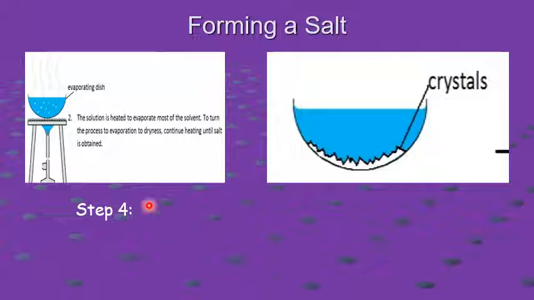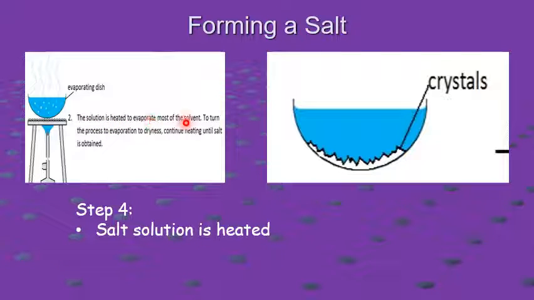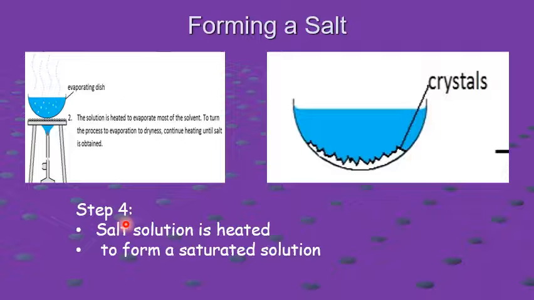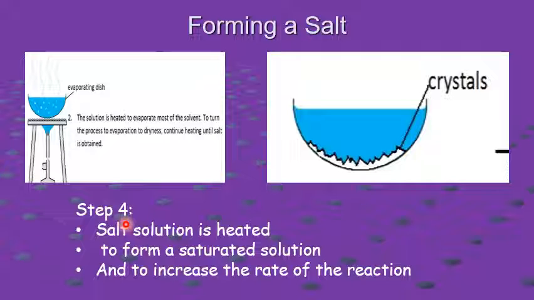So next, what's going to be the next step? So next we are going to heat the solution, and this is to evaporate most of the solvent. When you heat a solution up, you're going to be evaporating the solvent. Okay, and this is what we want because we want to be collecting the pure salt. So we heat the solution. All right, two reasons: to form a saturated solution, and the next one is to increase the rate of the reaction to make the reaction happen more quickly.